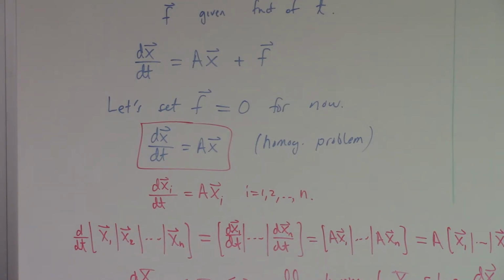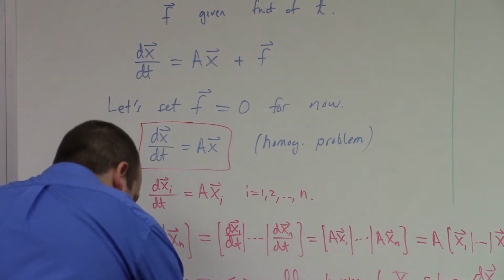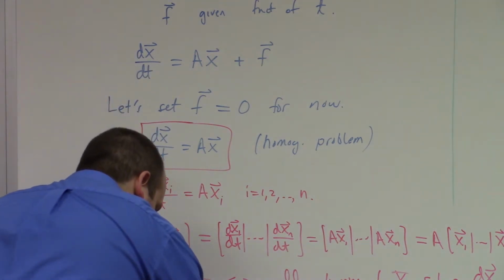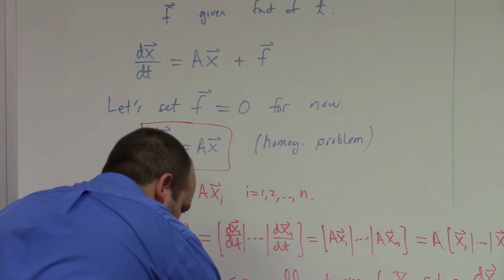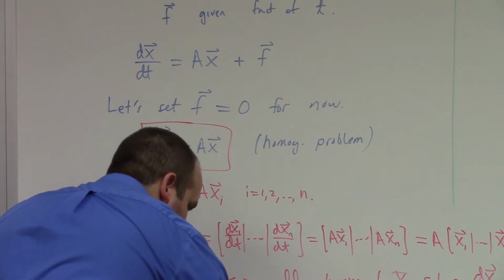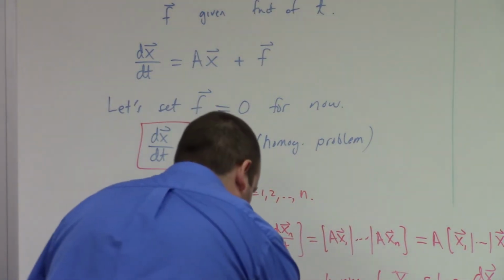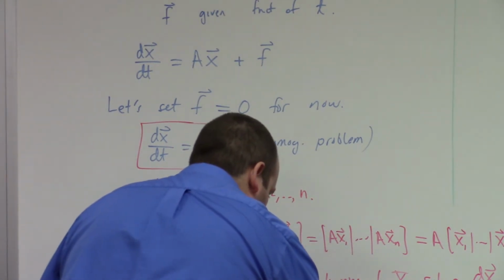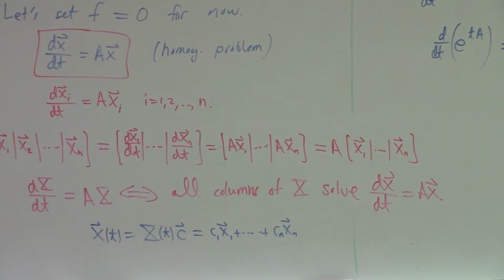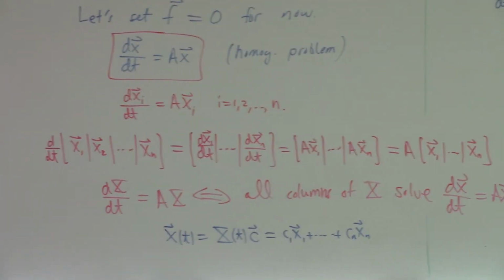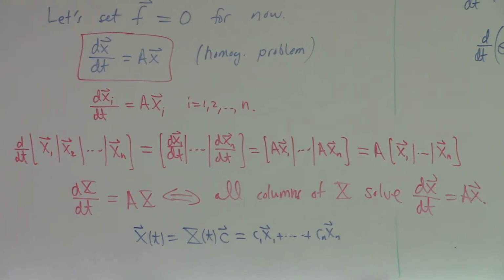Now, if that matrix of solutions is linearly independent, then the general theory tells me that the general solution, x of t, can be written as the matrix of solutions at time t times some constant vector c, because that is nothing more than c1x1 plus plus cnxn. So to find a matrix of solutions containing n linearly independent columns is to solve this system.